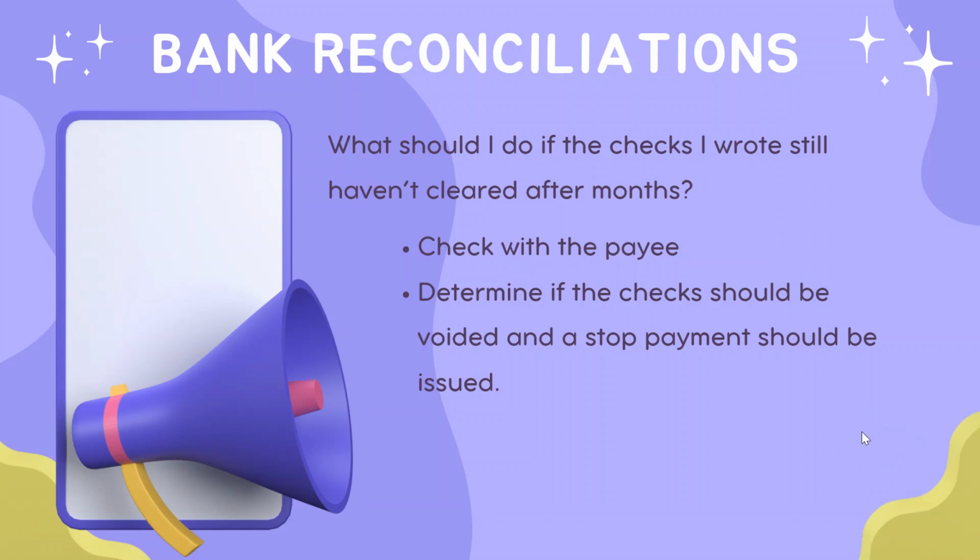Okay, so what should I do when checks I wrote still haven't cleared after months? And so every month you keep having checks that never clear the bank. They never get to the bank. Check with the payee, the person you wrote the check to. Figure out if they got the check. Determine if the check should be voided. If the checks are voided, you should probably put a stop payment on those with the bank. The bank will charge you a little fee, but then you won't have to worry about them coming through a year later and not having enough money in your account. Okay.